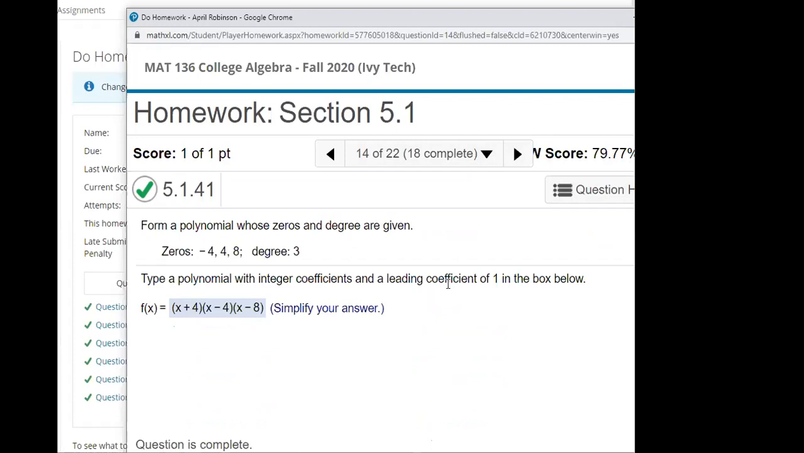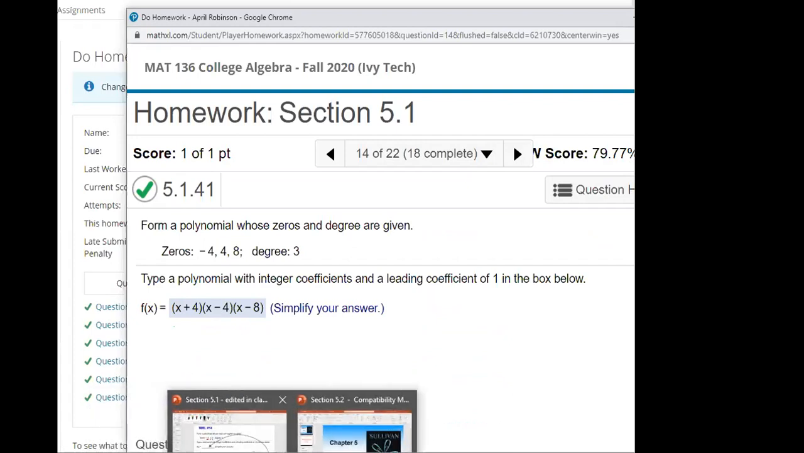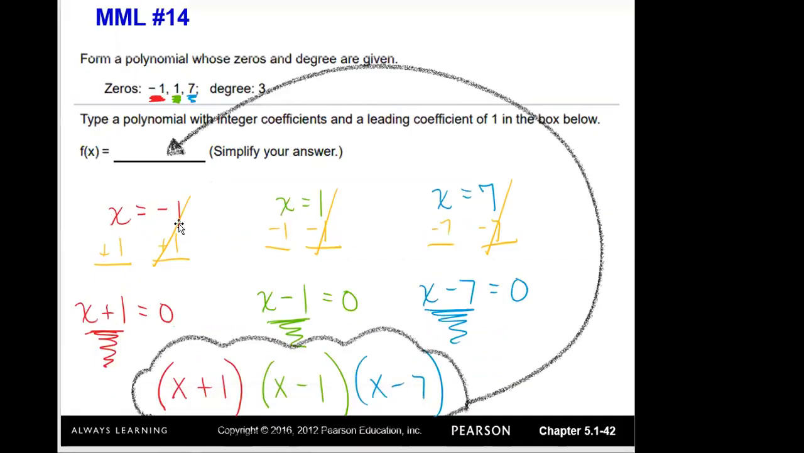So, you know, you'd like FOIL the first two and then distribute the second. But hey, if it's not going to make me do it, why do the extra work that we don't need to do, right? All right, moving on.